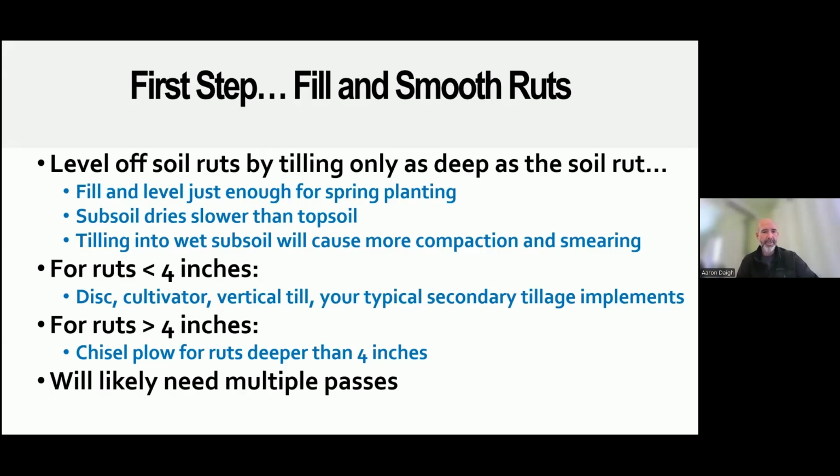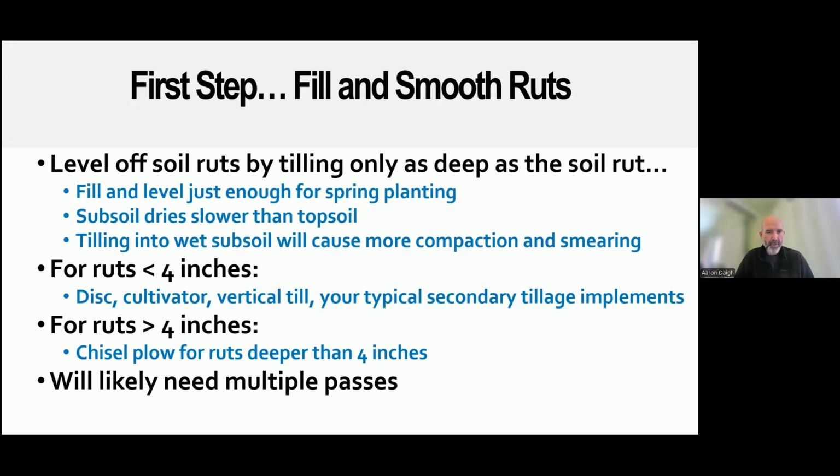Just note that when subsoils get compacted, they stay wet longer, and one way to insult compaction is to smear over, creating smeared planes in the compaction. So for ruts that are less than 4 inches, you might use your secondary tillage implements, whether that's a disc cultivator, vertical till, something like that.